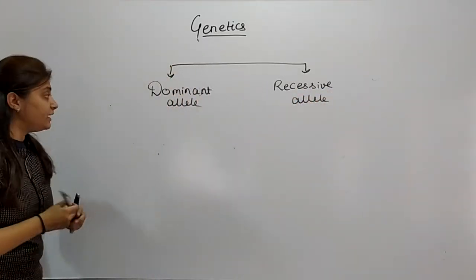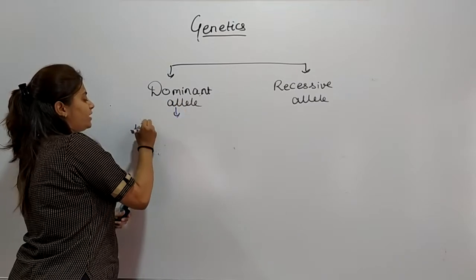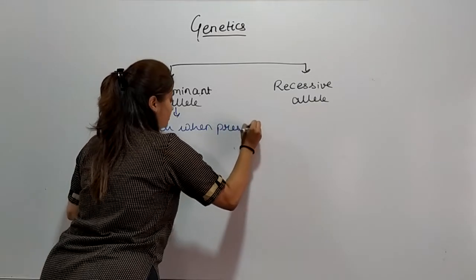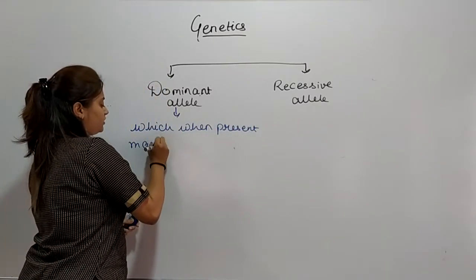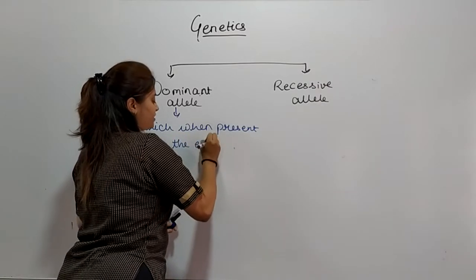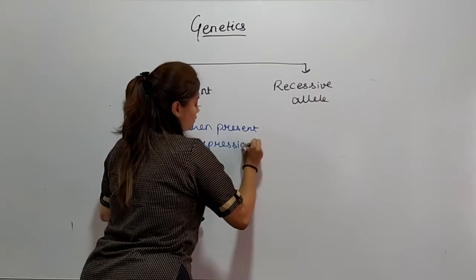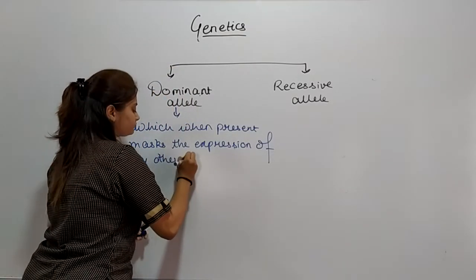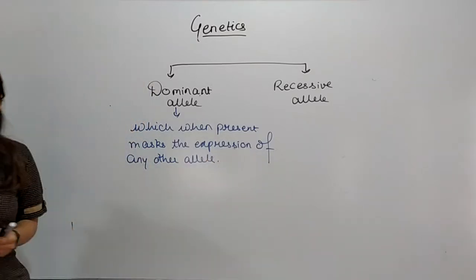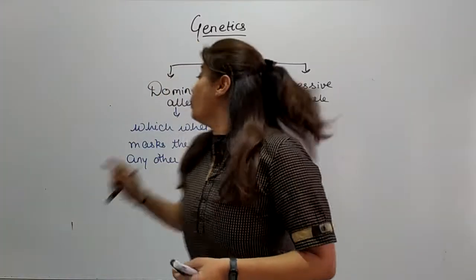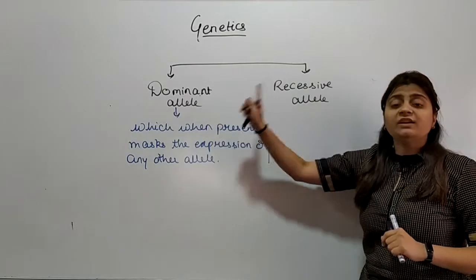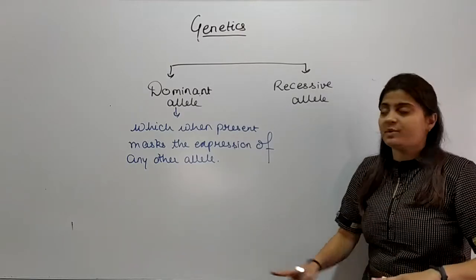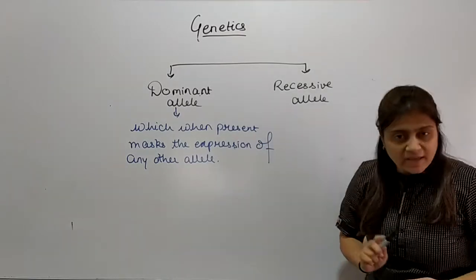Okay, dominant allele is the one which, when present, masks the expression of any other allele. Whenever the dominant allele is present, any other allele with it will not be expressed, only the dominant allele will be expressed.